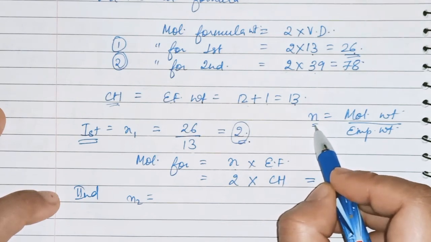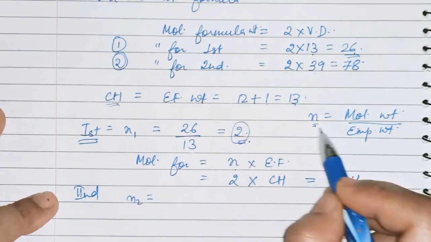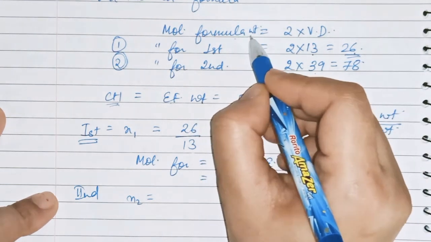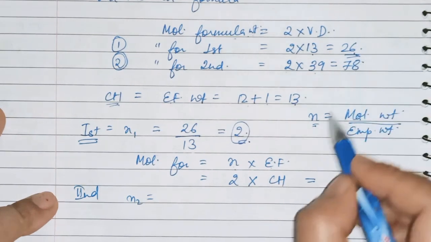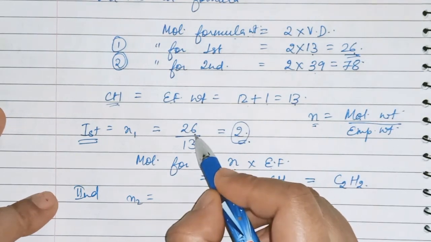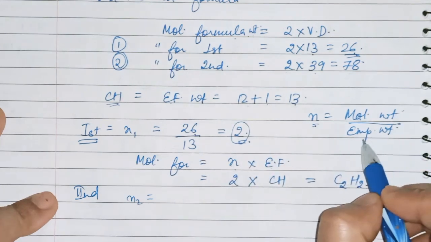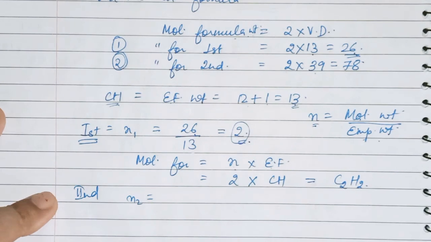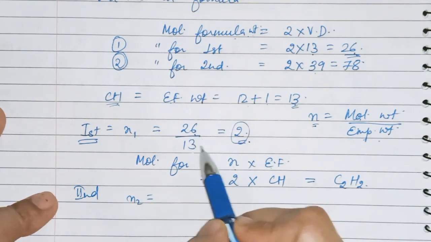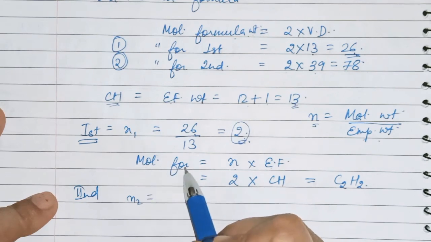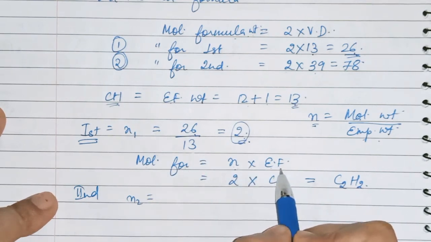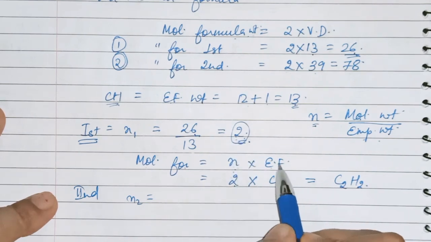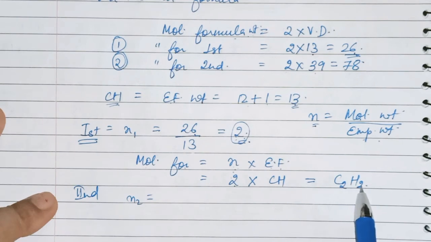So you have to calculate N to find out the molecular formula. You will write molecular weight upon empirical weight. This is your molecular weight, that is 26 for the first compound. So you write 26 over here, and the empirical weight, that is 13, you have calculated here from the empirical formula. So 26 upon 13 you will get 2. And the molecular formula for the first compound is N into empirical formula. The value of N you have calculated here. So 2 into the empirical formula CH gives C2H2.